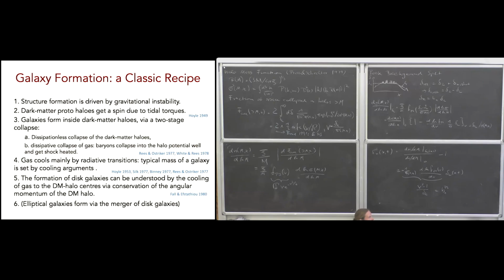fall in of baryons, where they get shock heated, described in more detail in papers in the late 70s. And gas then cools primarily by radiative transitions, so that the typical mass of a galaxy is set by cooling arguments. And then to really go through the formation of disk galaxies, we have to follow the cooling of gas onto the dark matter halo centers and consider conservation of angular momentum, so that we can calculate why disk galaxies rotate much more quickly than their supporting halos. And again, most of this had been laid out in principle in the late 70s, early 80s. A bit later then came the detailed understanding of how elliptical galaxies form via mergers of disk galaxies. So at that point, making clear that the classical labeling of early and late type galaxies was just the wrong way around.